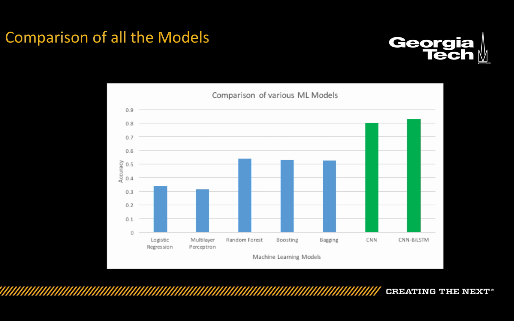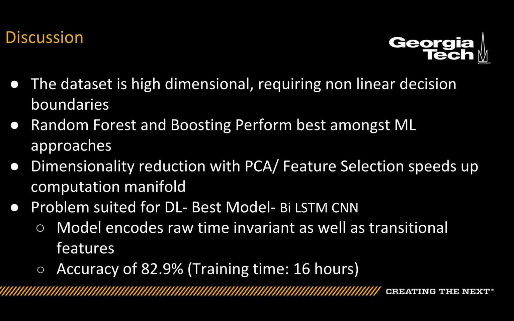As you can see here in the plot, deep learning models perform better than machine learning models. We achieved the highest accuracy of 82.9% with the BiLSTM CNN model. Now we discuss the findings of our project.